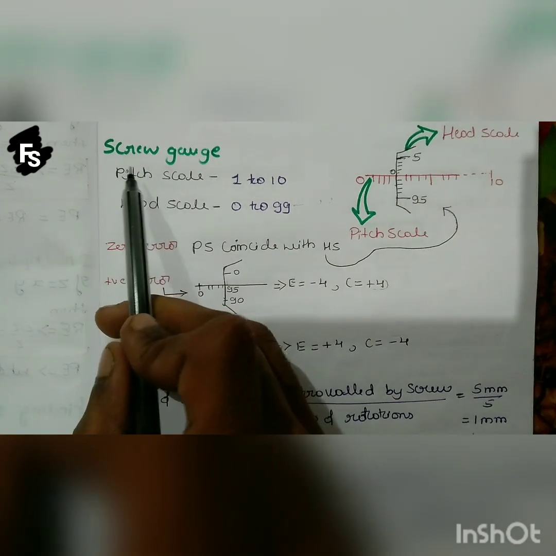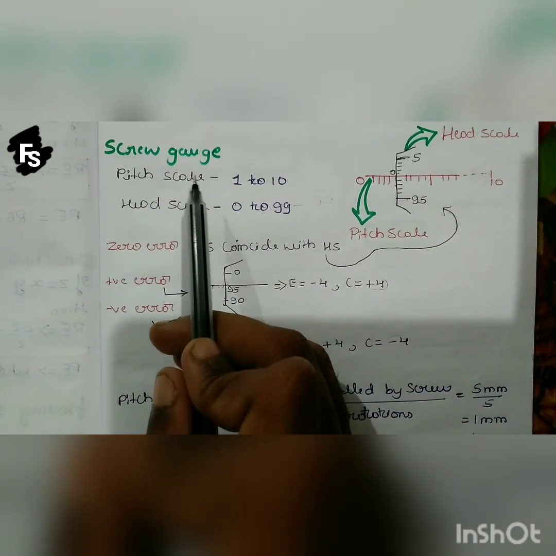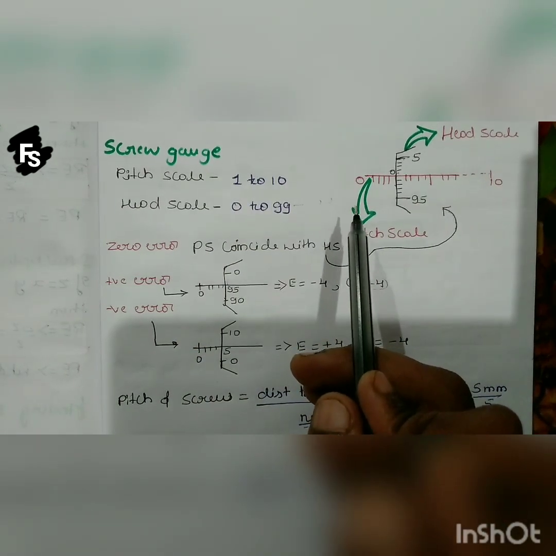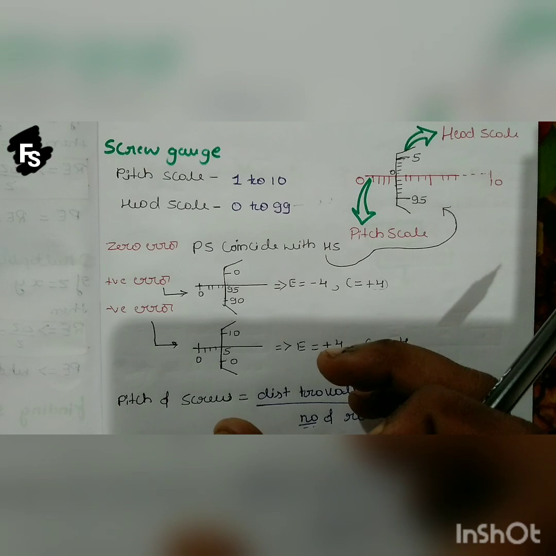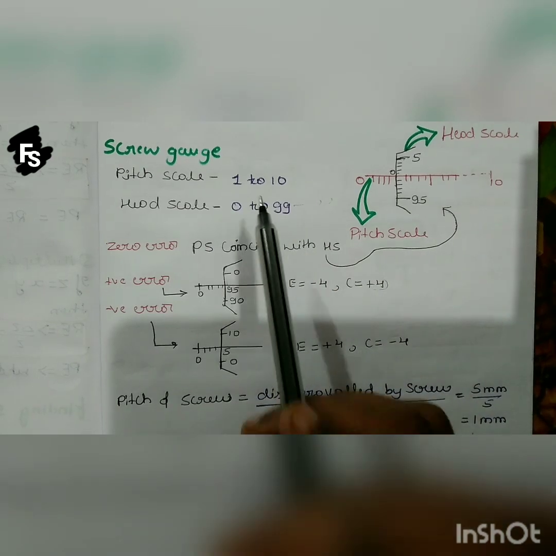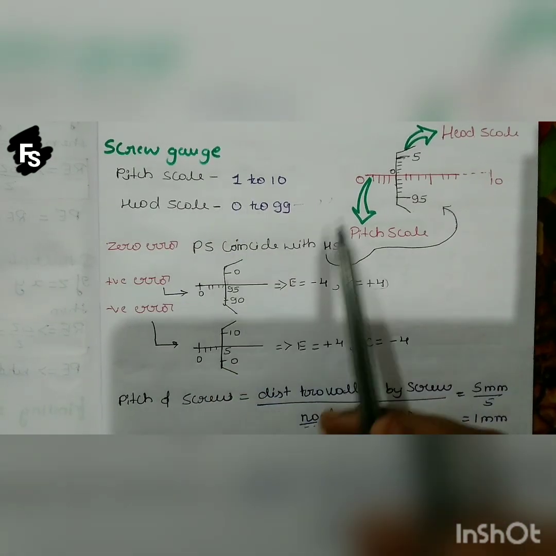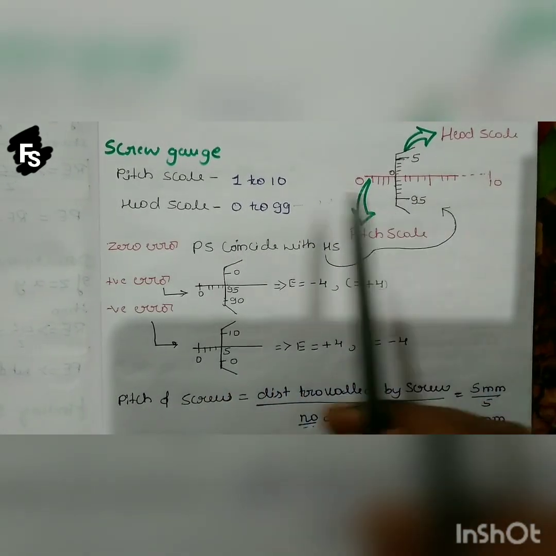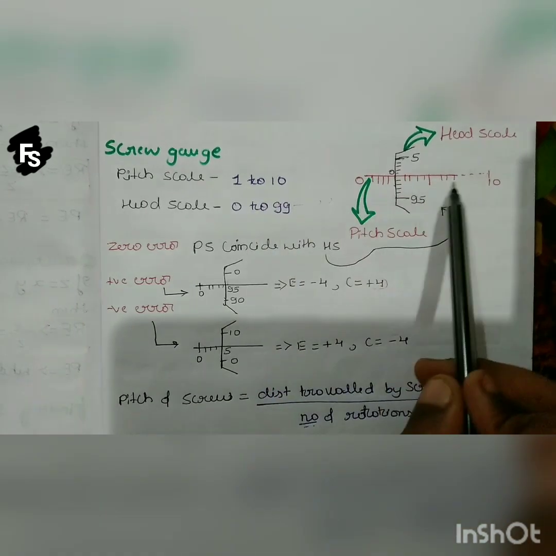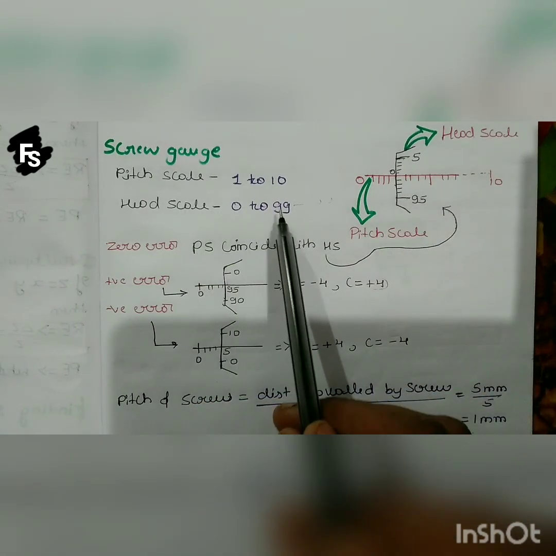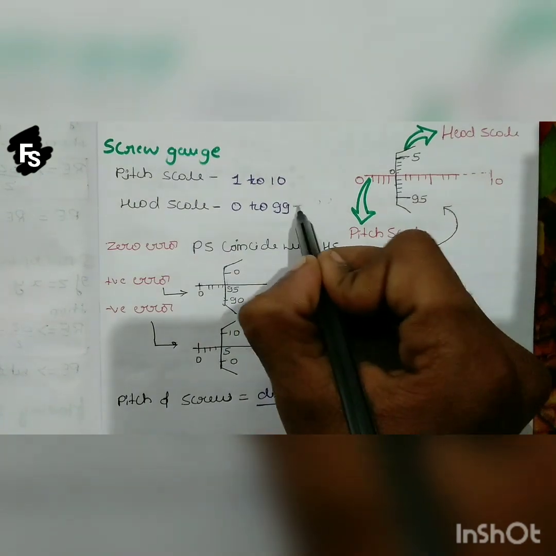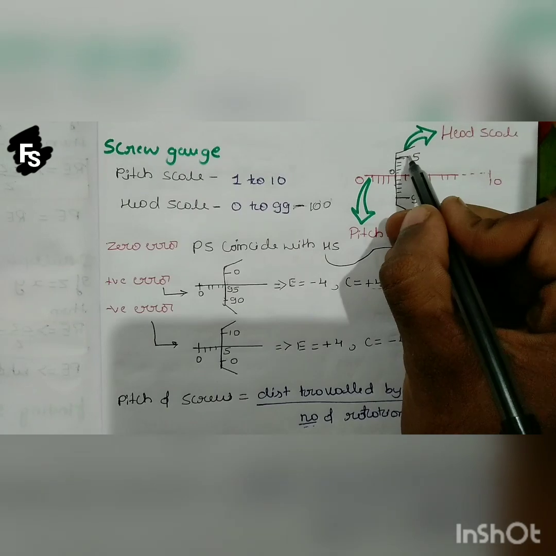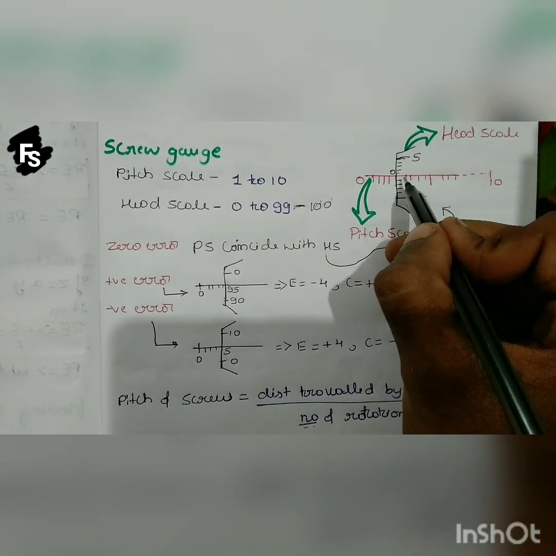Now we move on to the screw gauge. Screw gauge is also a device which is used to measure small objects. It has two scales: the pitch scale, and the head scale. The pitch scale has 1 to 10 readings, and the head scale has 0 to 99, which means 100 readings. See, from 0 to 99 here.